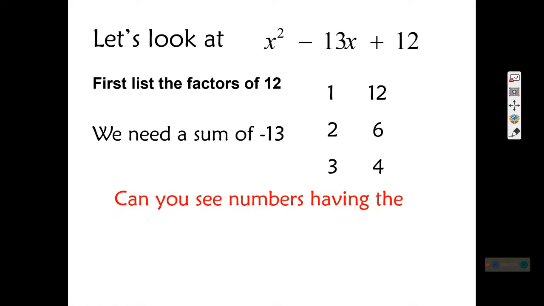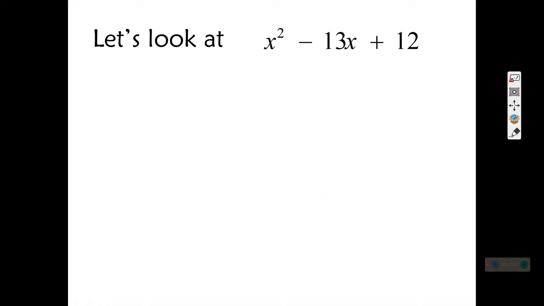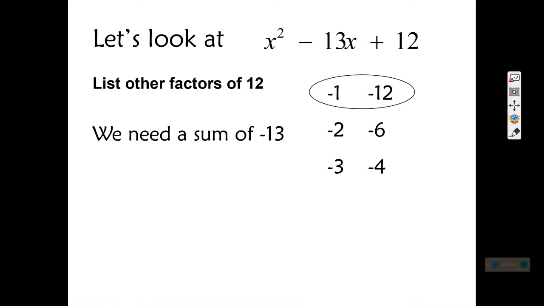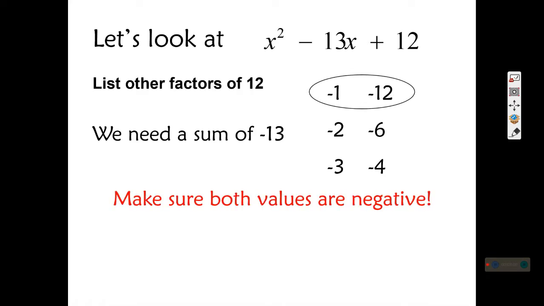Can you see numbers having the sum of negative 13? If you haven't seen any, let us make these numbers negative. So, we have negative 1 times negative 12, negative 2 times negative 6, negative 3 times negative 4. These pairs of numbers are all equal to positive 12. And since we need a sum of negative 13, we have to use negative 1 and negative 12. You have to make sure both values are negative because of the middle term, negative 13.